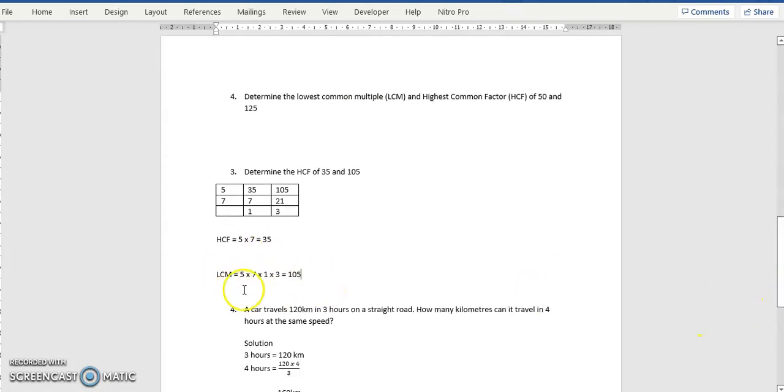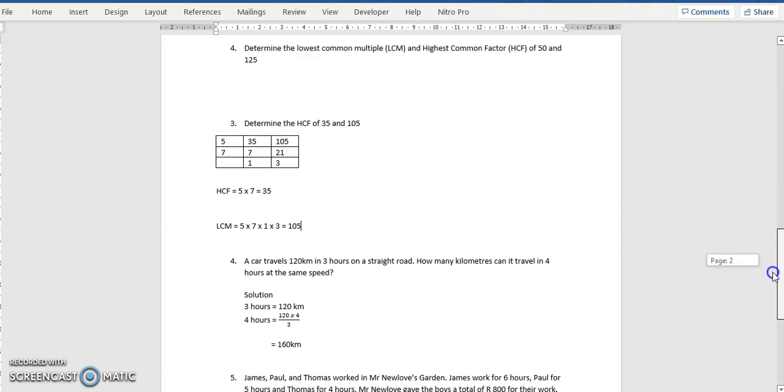Okay, the last thing we did, we were trying to find the LCM of this one. We have already calculated this side and this side. And we've said that the HCF is 5 times 7, which is 35. Then the LCM is going to be 5 times 7 times 1 times 3. And this one is going to give us 105. Okay.